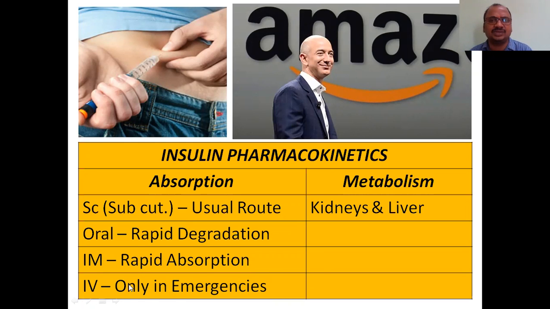The IM route is also an injection, intramuscular. Intramuscular absorption is very rapid. The IV route is only for emergencies. Metabolism: insulin is metabolized by the insulinase enzyme in the kidneys and liver. Two important organs, kidneys and liver.